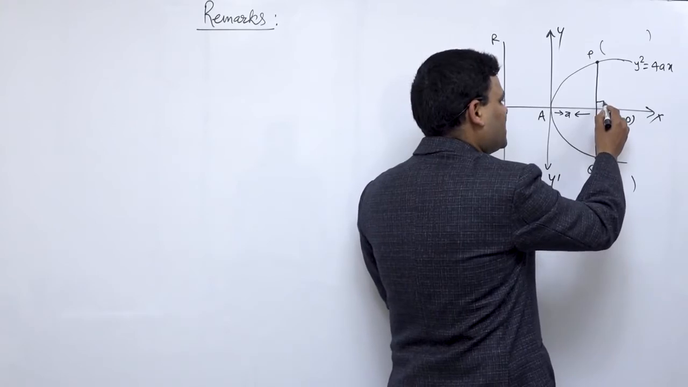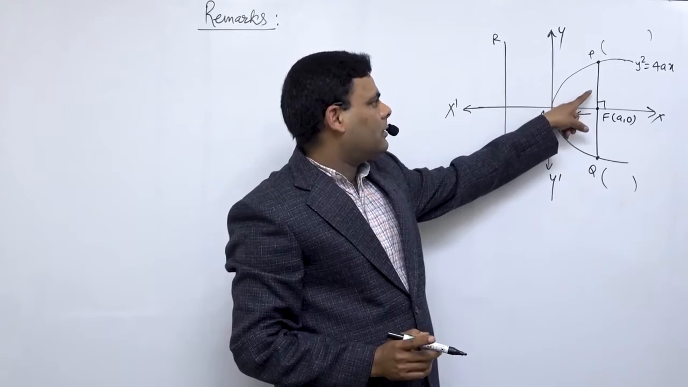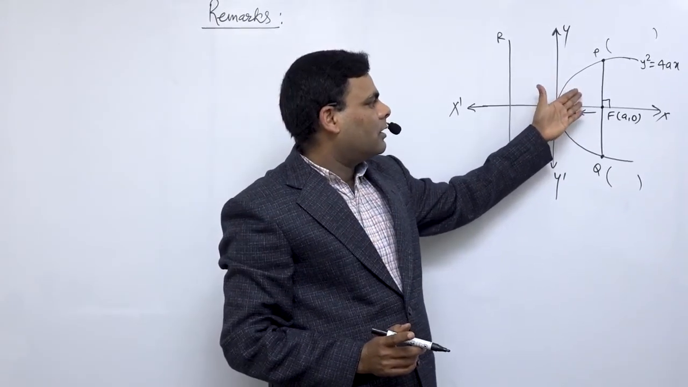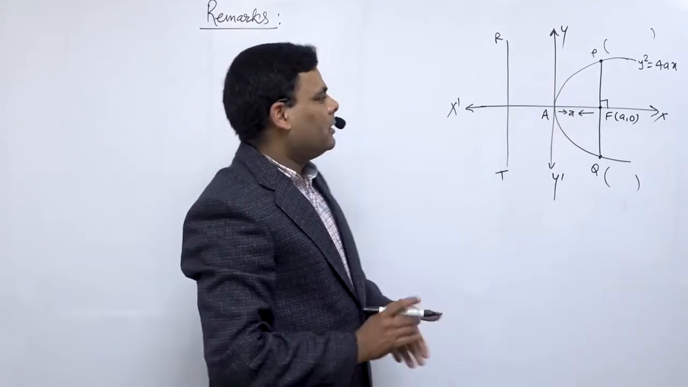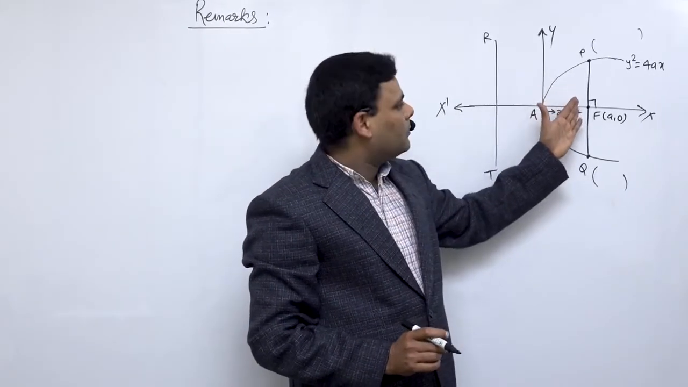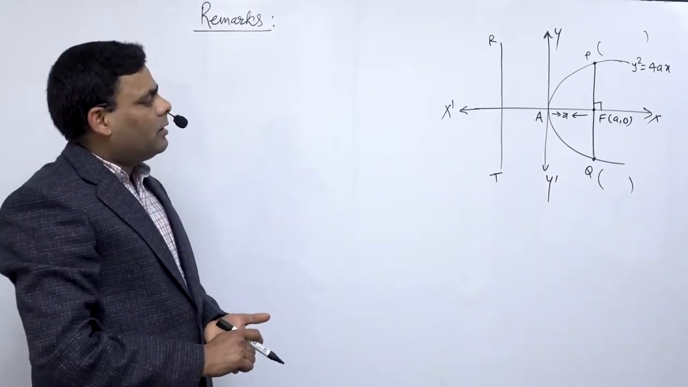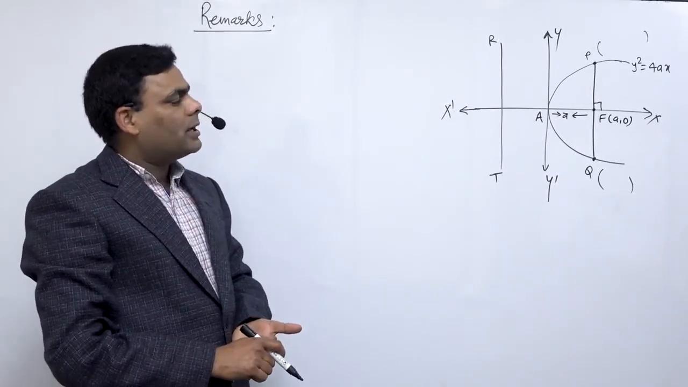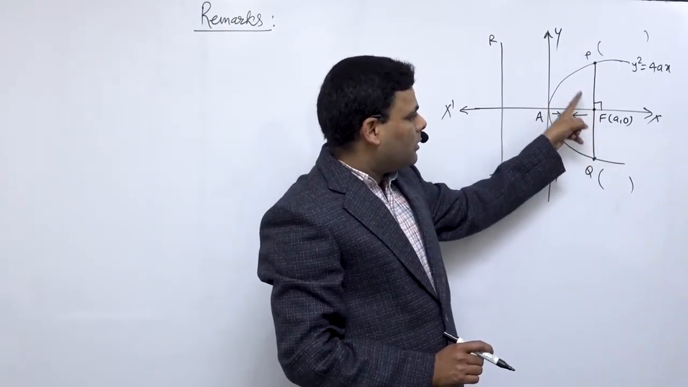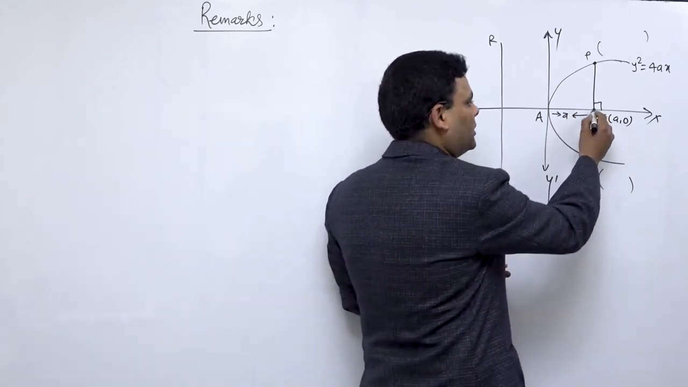A chord which passes through focus is called focal chord, and here the chord PQ is a special type of chord which is also called the Latus rectum. Now we have to find the end points P and Q. The line PQ is our Latus rectum. A chord which is perpendicular to the axis of parabola and passes through focus is called Latus rectum.